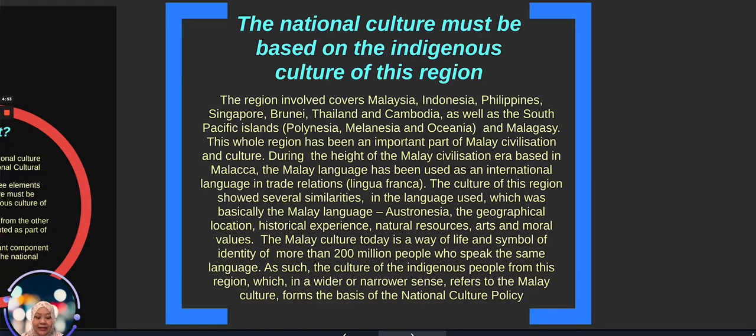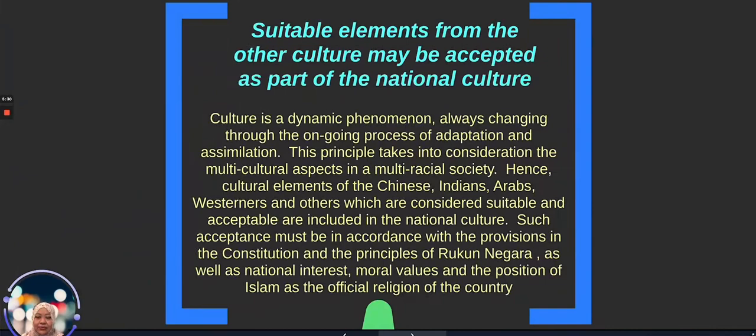Philippines. And the Malay culture today, we can sum up as a way of life and symbol of identity of more than 200 million people who speak almost the same language. Because of this, the culture of the indigenous people from this region, which you can summarize as what we call the Malay culture, forms the basis of our existing national cultural policy. So this is the first element. The second element that we're going to look at in a little bit of detail: suitable elements from other cultures can also be included or accepted as part of the national culture.